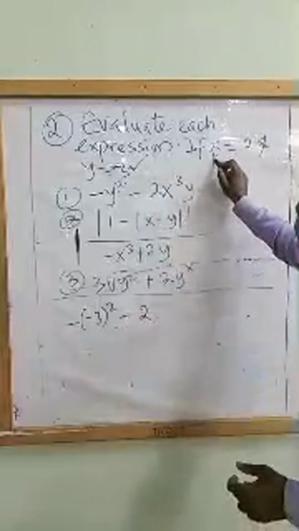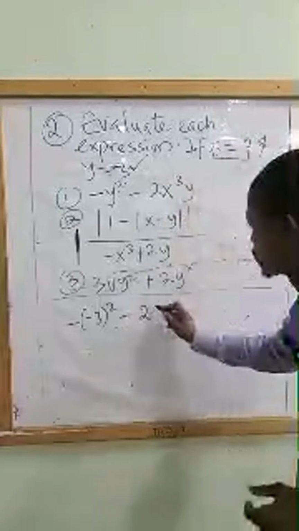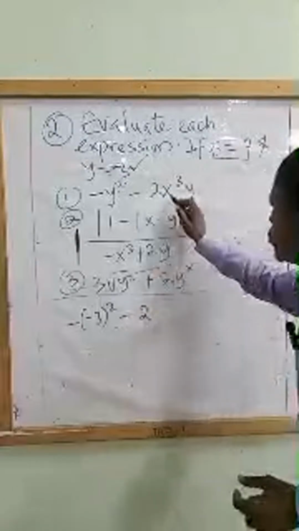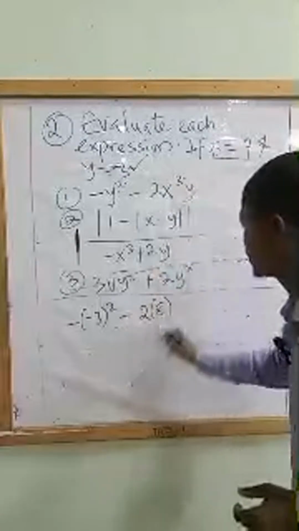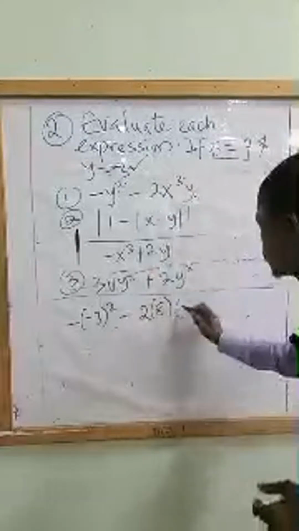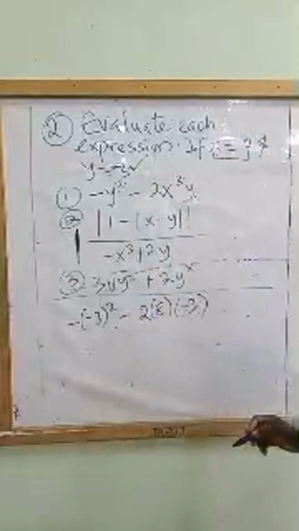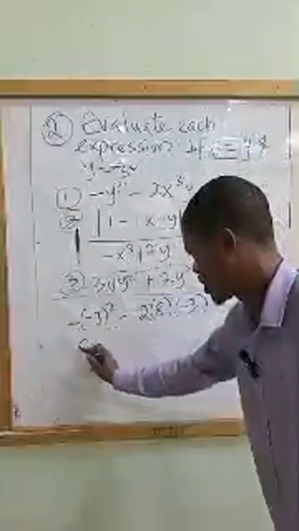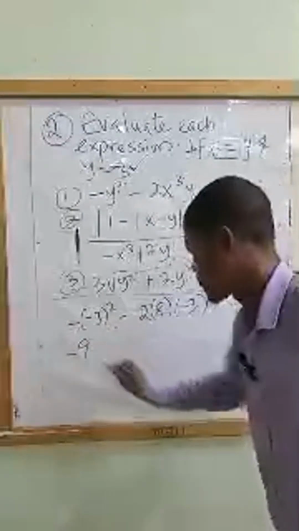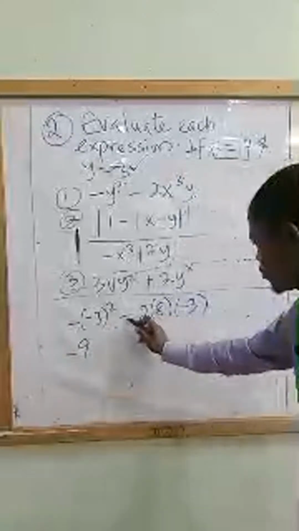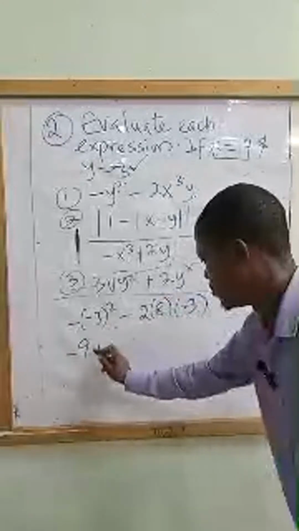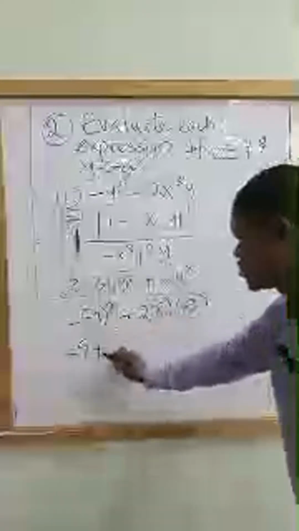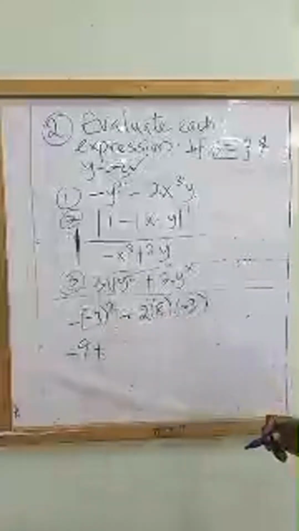The given value for x is 2. So 2 cubed, that's what? That's 8. The y is minus what? Minus 3. So minus 3 squared, that's what? That's 9. Minus, making minus 9. Minus times minus, plus. Minus, minus, making plus.